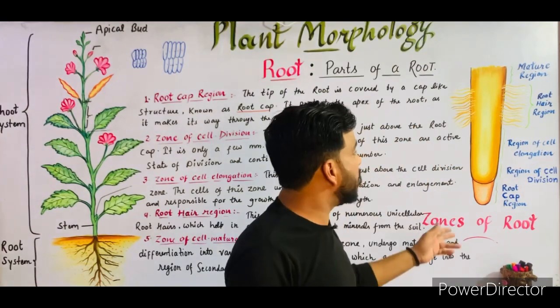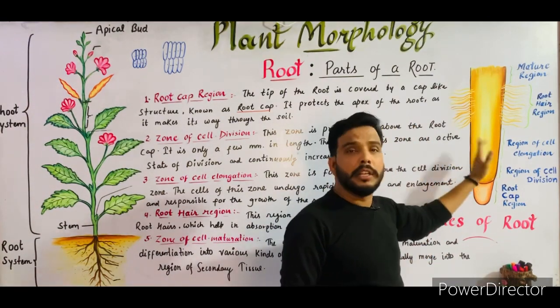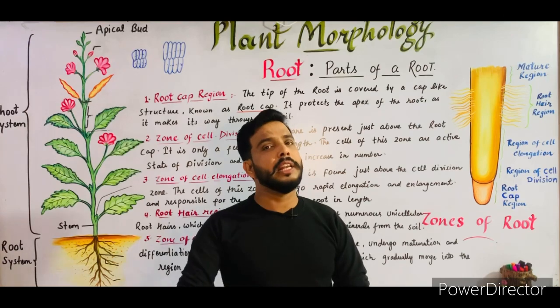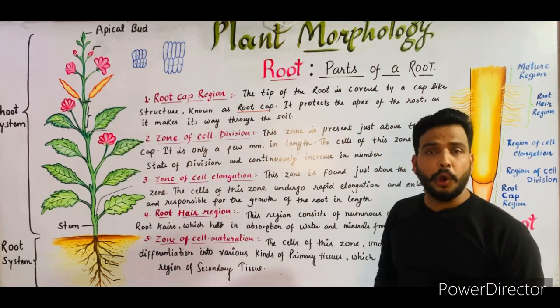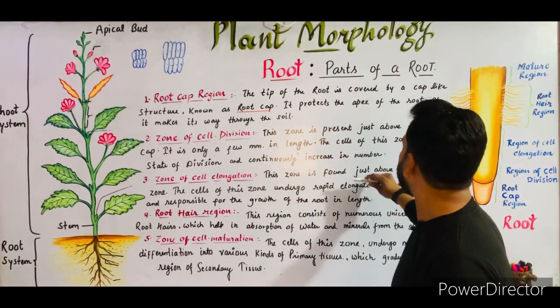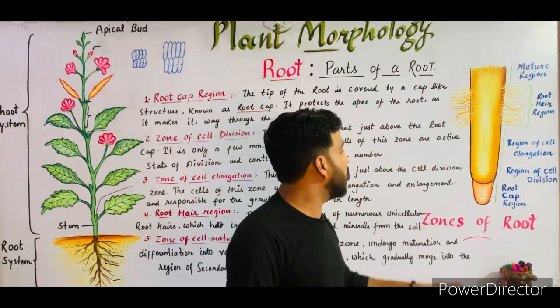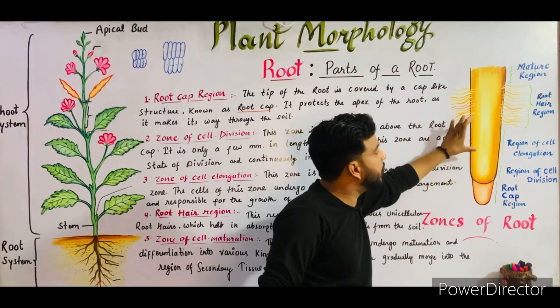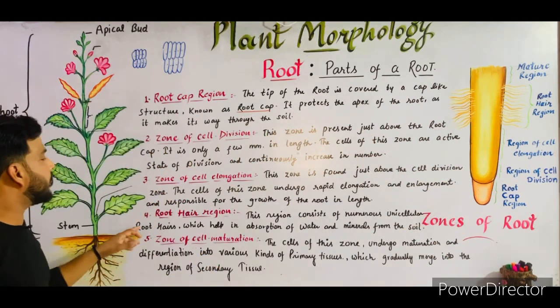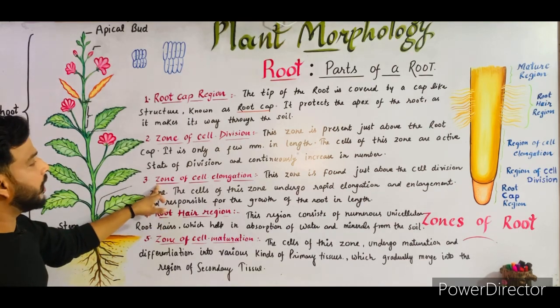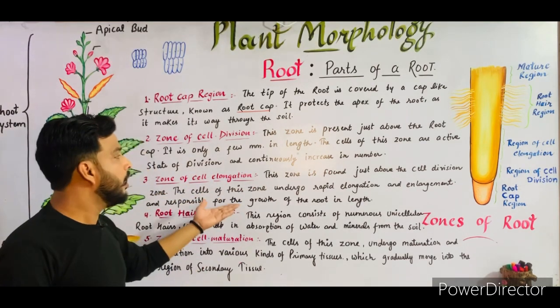And this zone, the zone of cell elongation, consists of these types of cells which enlarge in size. As you can see here, the zone of cell elongation is found just above the cell division zone. So this is the cell division zone, and above the cell division zone, the region of cell elongation is present.